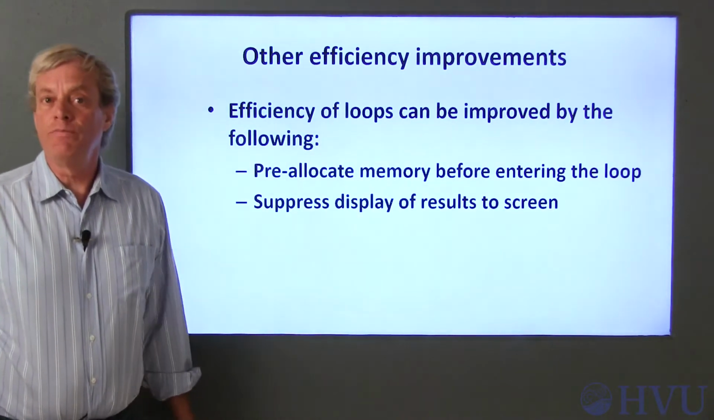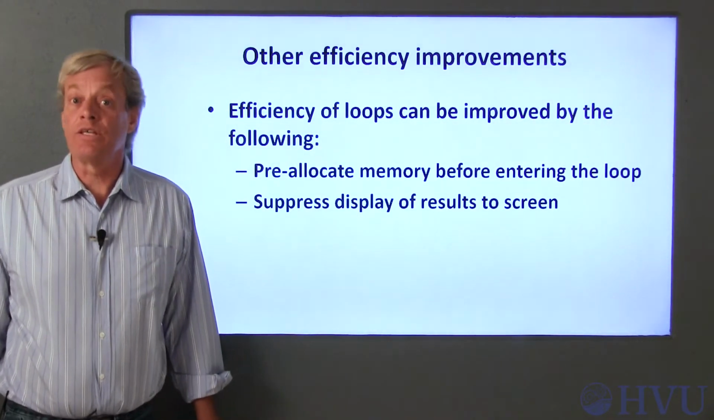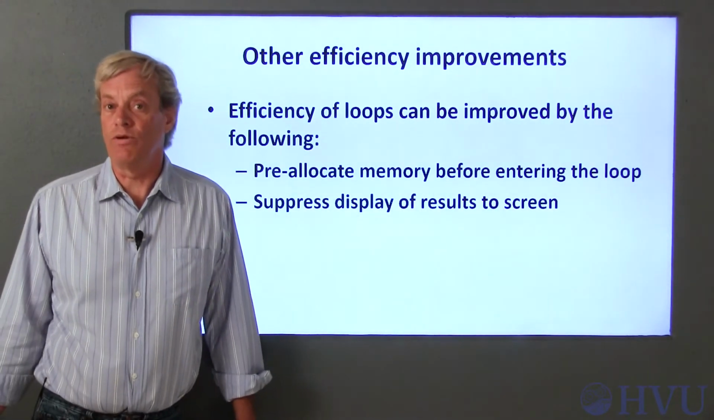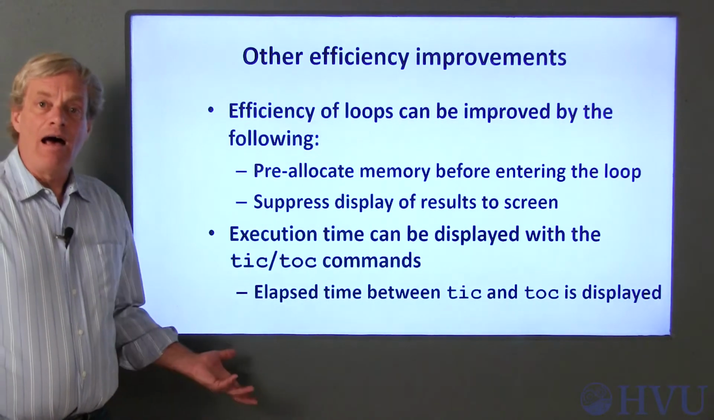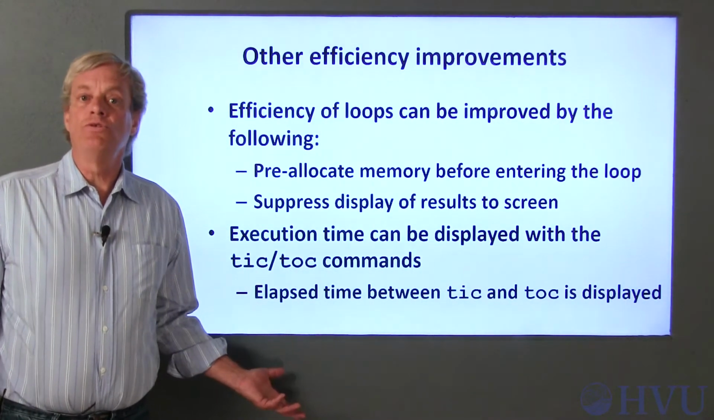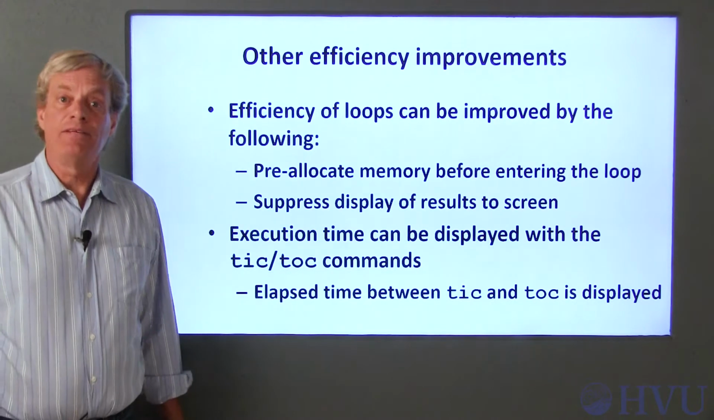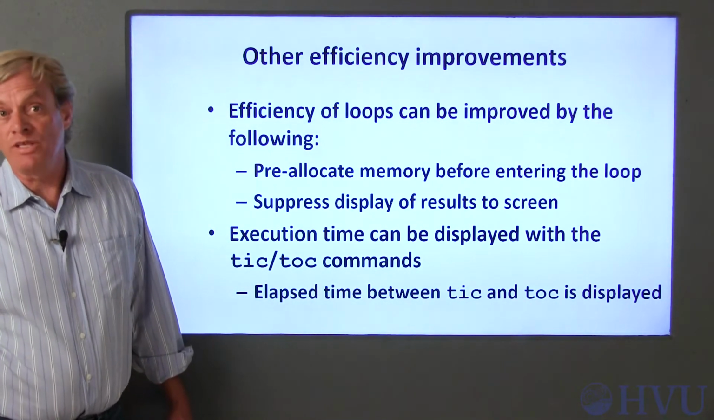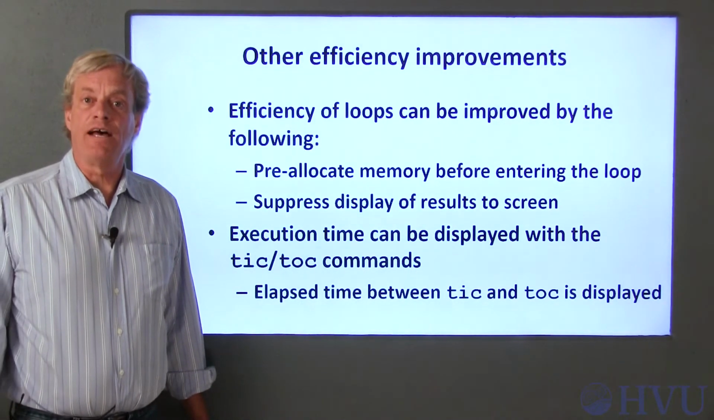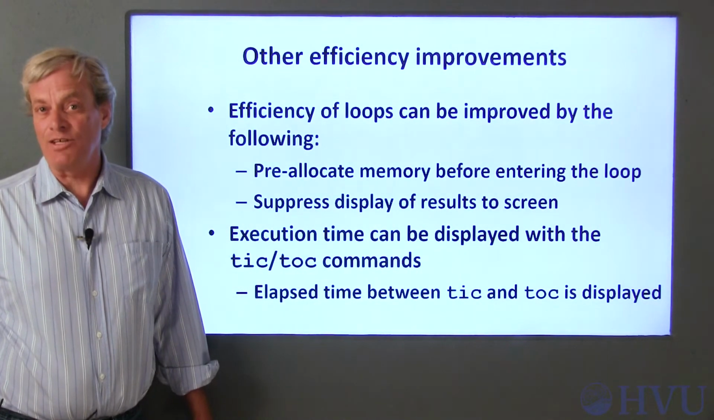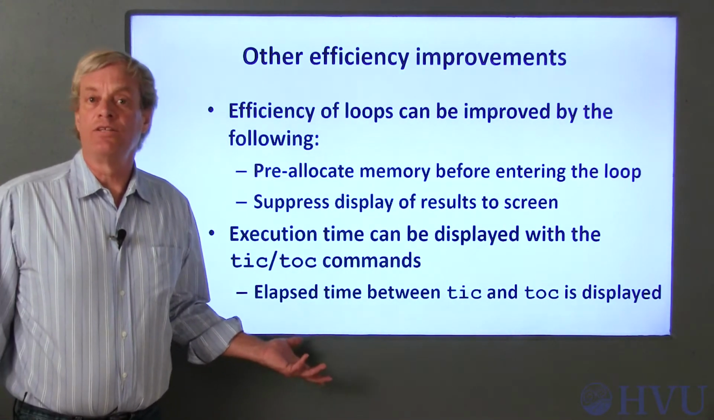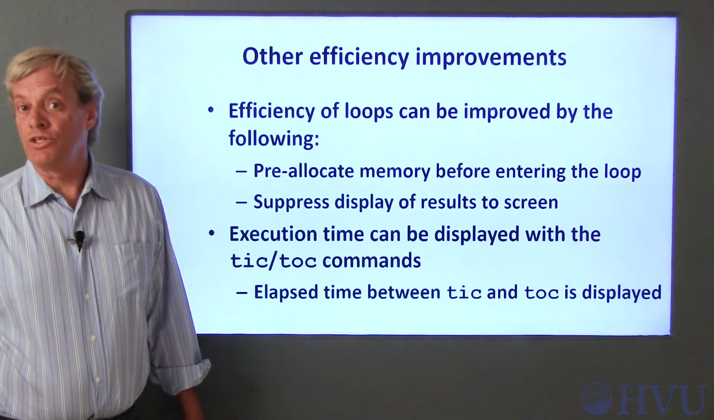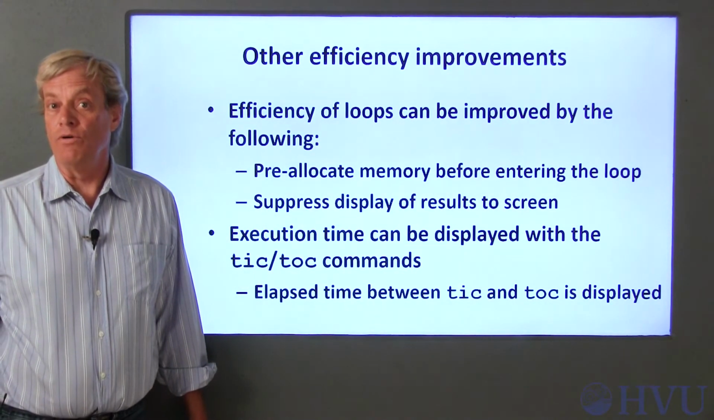So if you're executing looping structures that perform a lot of calculations, suppress the display of the calculation results by following that line with a semicolon. If you want to find out how long a section of code takes to execute, you can use Octave's tic and toc commands. Type tic just before the code you want to time, and toc just after that code segment, and Octave measures the amount of time between when those commands are executed, and that result is displayed to the screen.